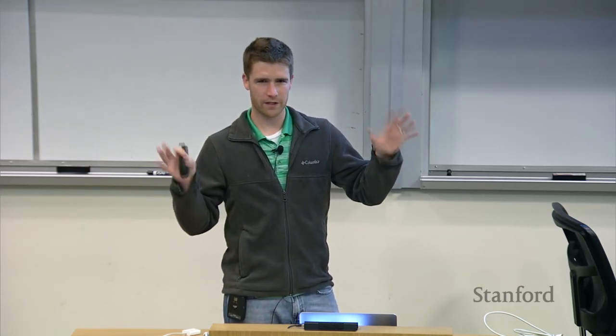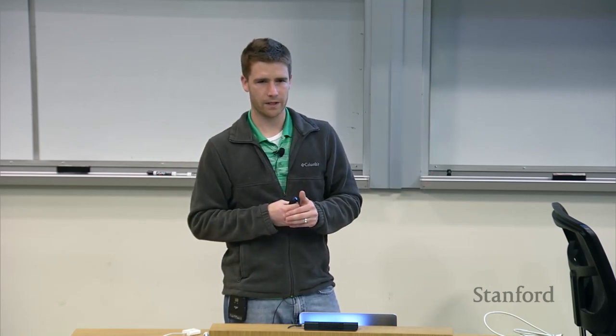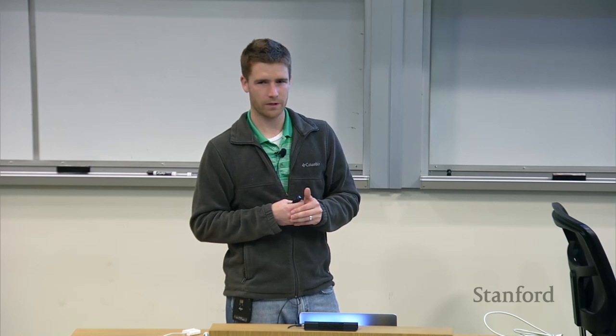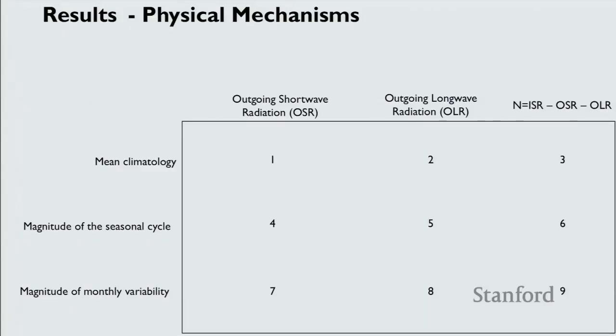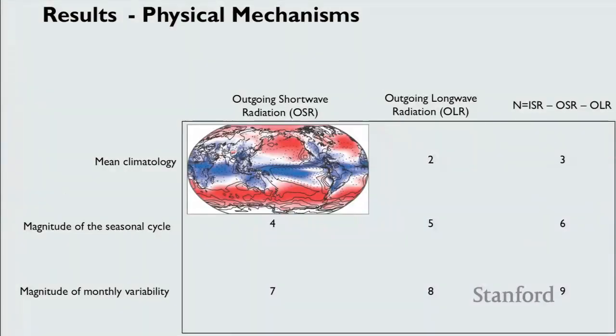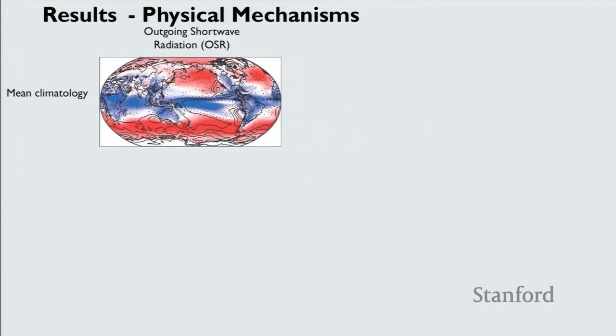So I'll just quickly show one thing about physical mechanisms, because what I've shown so far is kind of a black box. You just take a predictor and relate it to a predictand and it gives you an answer, but you don't know why. But something that's useful with the PLS procedure is you can get an idea of the physical mechanisms going on. One way to do that, and I'll focus here on this outgoing shortwave radiation mean climatology predictor, is to look at what are called PLS loadings.